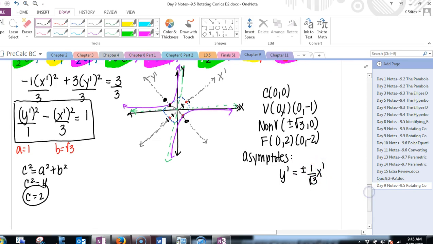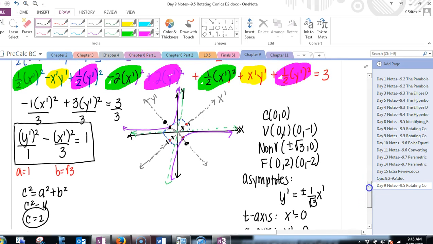Okay, and the transverse axis goes through the hyperbola. So that's the y prime axis, but it's a vertical line, so it's x prime equals 0. And the conjugate axis is technically the x prime axis, but that's a horizontal line. I'm saying horizontal in air quotes, because it doesn't look horizontal; it's been rotated. If you turn your paper, it looks horizontal, but it's going to be y prime equals 0. All right, and that is part D.